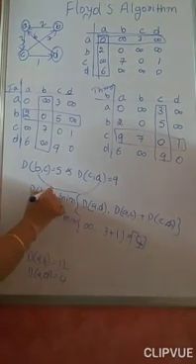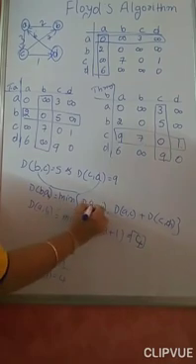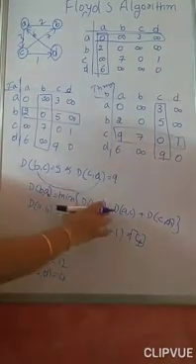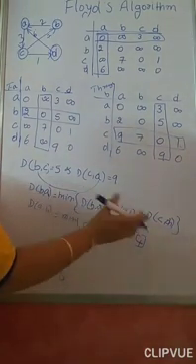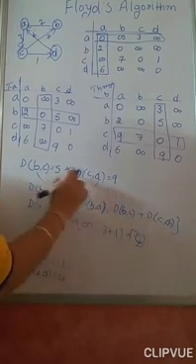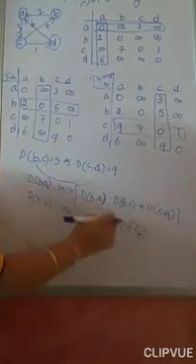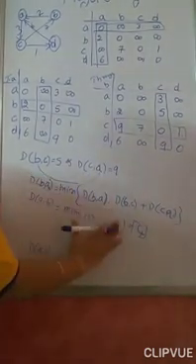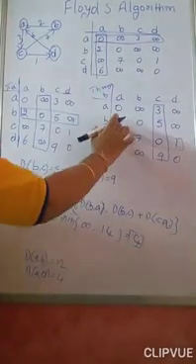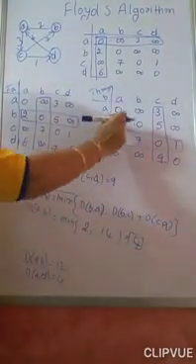B to A. So, distance from B to A is the previous distance from B to A, or through C if it is minimum, you write that. That is, B to C plus C to A. So, how much is it? 5 plus 9, that is 14. What is the previous distance from B to A? B to A is 2.